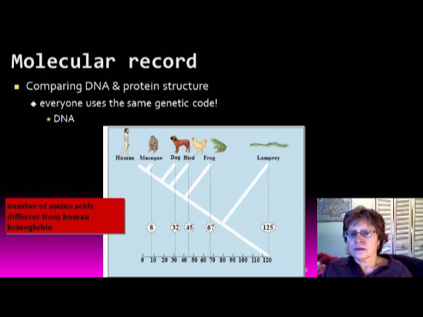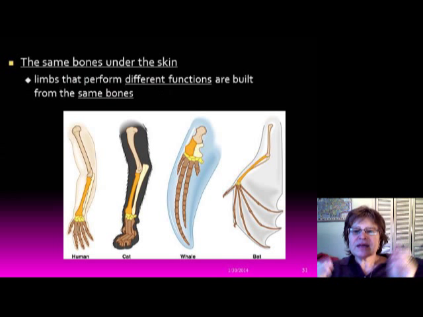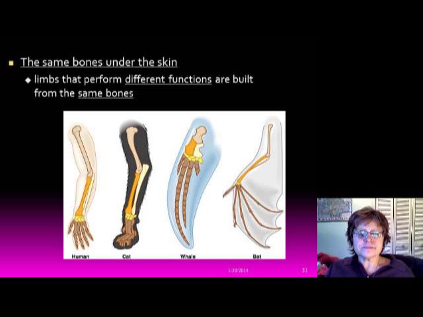The number two is homology. Homology is when you have organisms with strikingly different function but the same anatomy, and that suggests a common ancestor. There is this picture right here, and you can see the limbs of different vertebrates. This one is the human, the next one is the cat, the whale, and the bat.